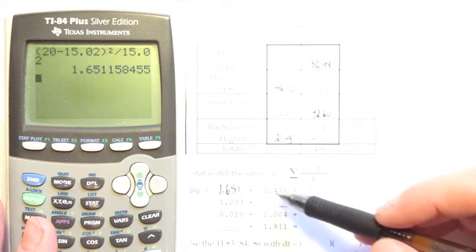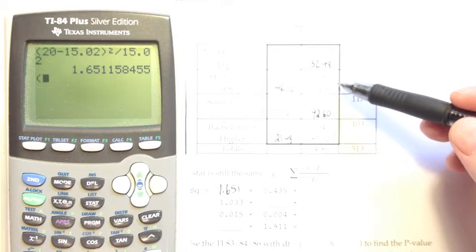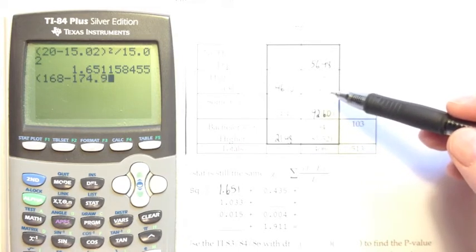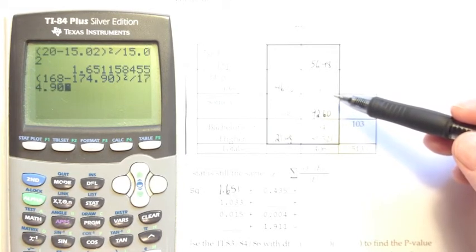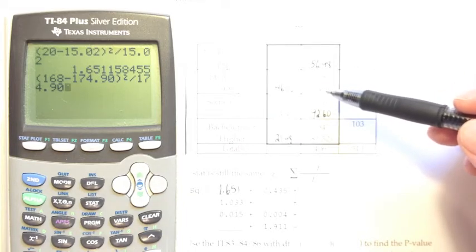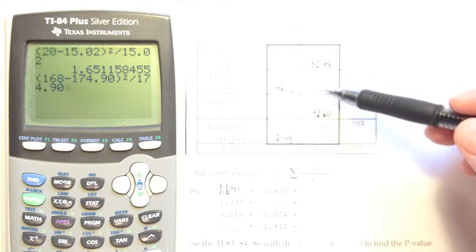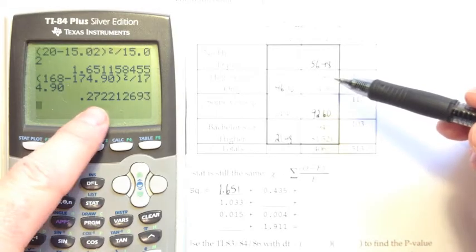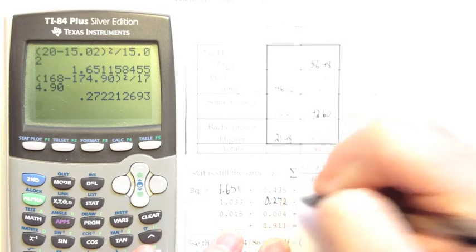Let's see, what's our next one? Second row, column 2. So that should be this square right here. So I would do O, 168, minus E, 174.9. Square that and divide by E, 174.9. And just a quick thought about it, if I was expecting 175 people at a party, and I got 168, that actually feels pretty close to me. So that means I expect a small mini z-score and only get 0.272. So that matches up with my intuition.